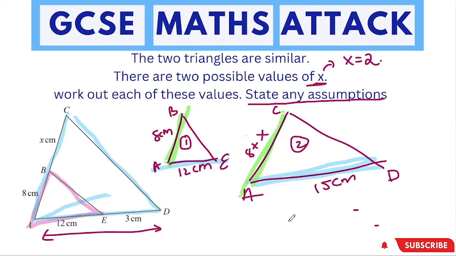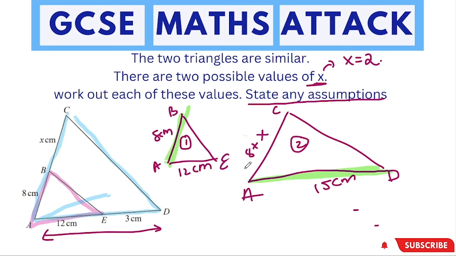So the other assumption. What is the other assumption? Well, the other assumption is we can assume that AB can be corresponding to AD. So the corresponding sides could actually be AB is corresponding to AD. Can you see that over here?